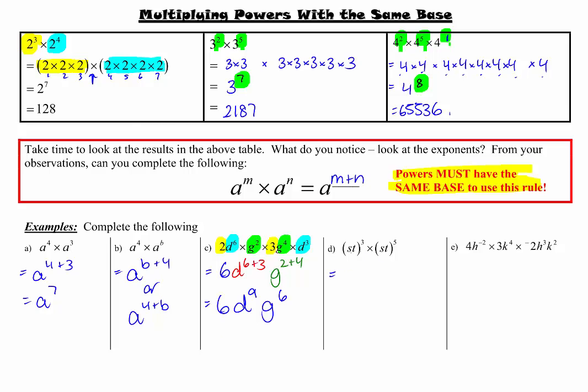Next, the st are in brackets. So I can go st, because it's a group, it's together, to the 3 plus 5. So that's st to the 8. All of it's to the power of 8.